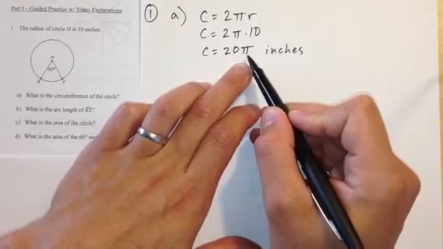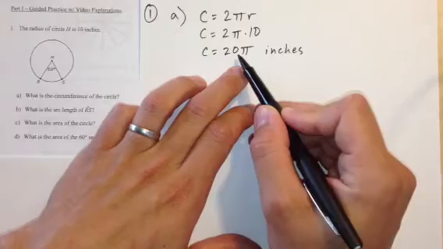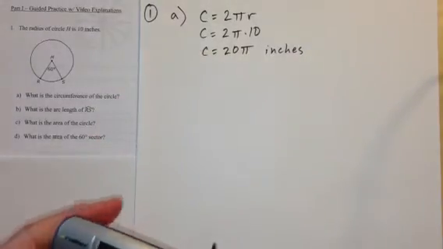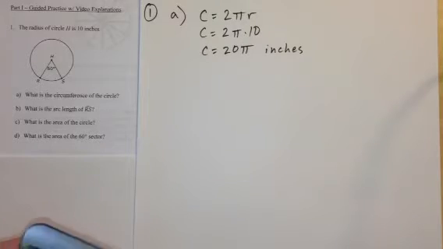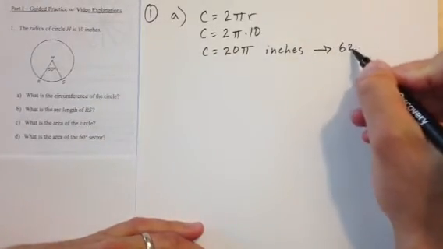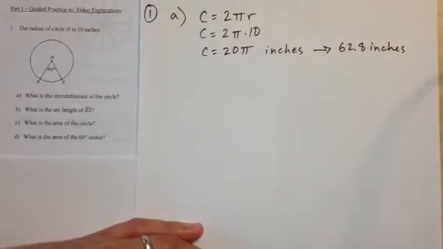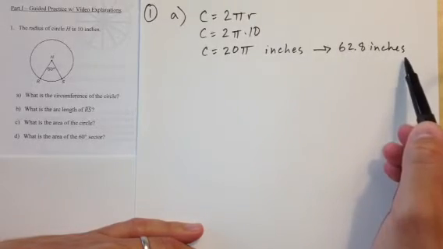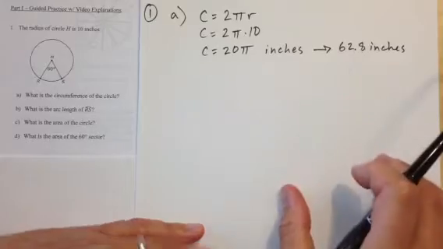But what we know is that this is actually 20 times pi, or 20 times 3.14. So if I were to actually multiply the decimal out, 20 times 3.14 equals 62.8 inches. So the distance around this circle is 62.8 inches, or if we kept it in terms of pi, 20 pi inches.